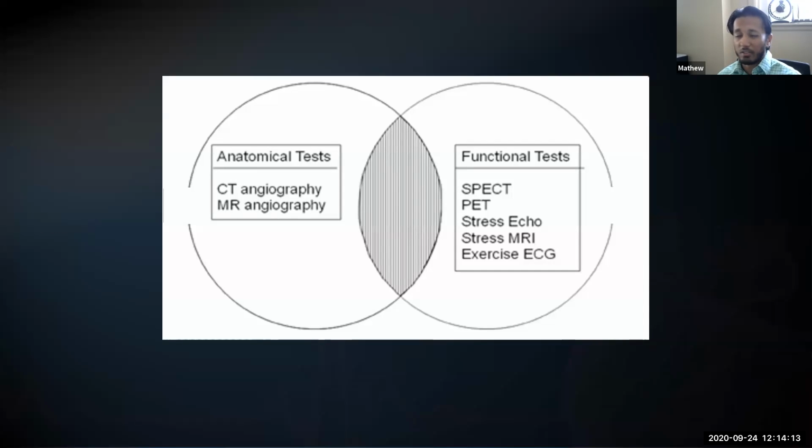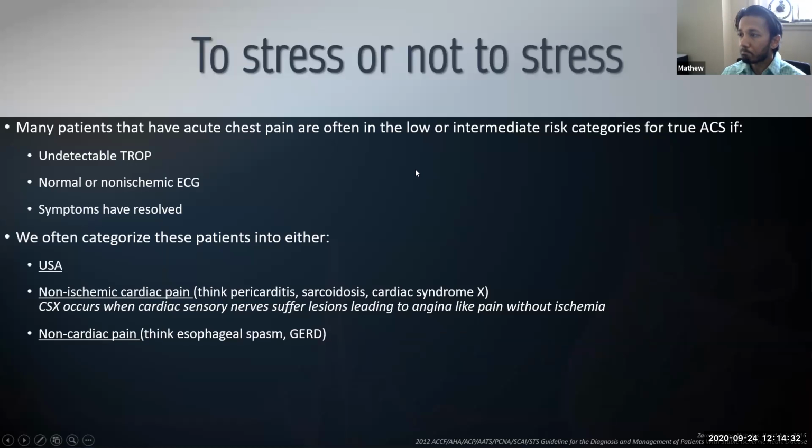So if you were to look at this on a Venn diagram, it's going to look like two different things. You're going to have your anatomic tests, which we talked about earlier, and then your functional tests. And we're trying to find this middle ground, which there really isn't much of. But the way that we can get that middle is by the stress and the function at the same time and merging them together. And that's how we're going to fill this donut in the middle.